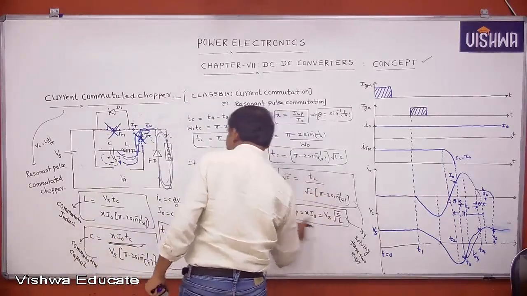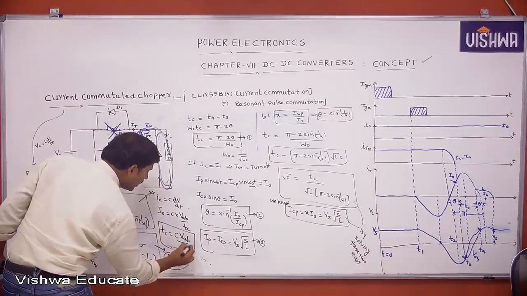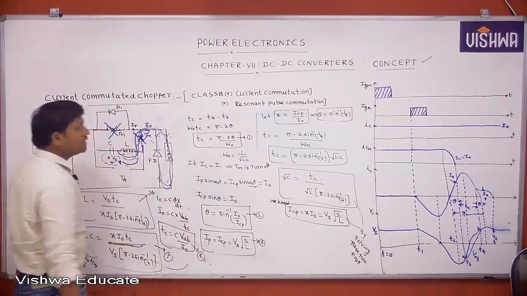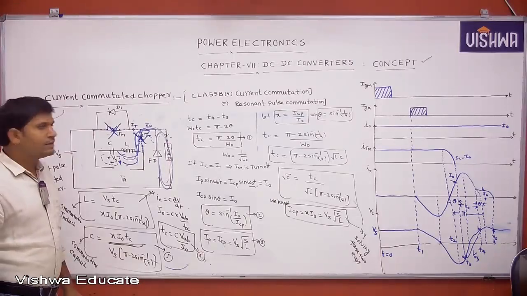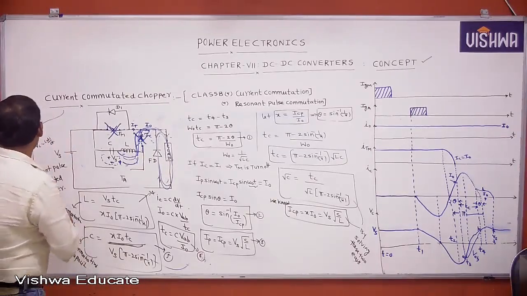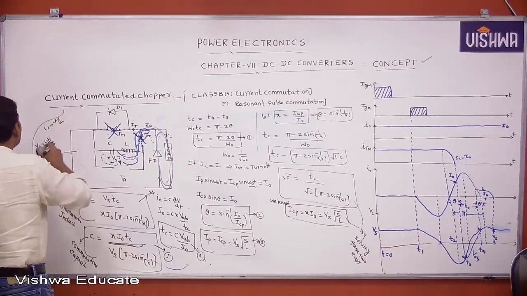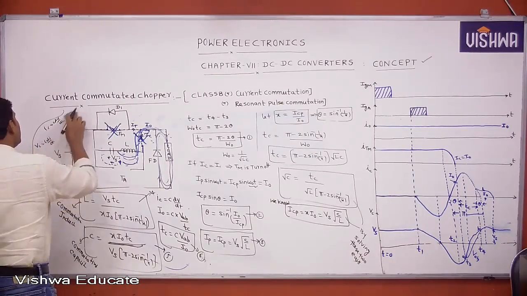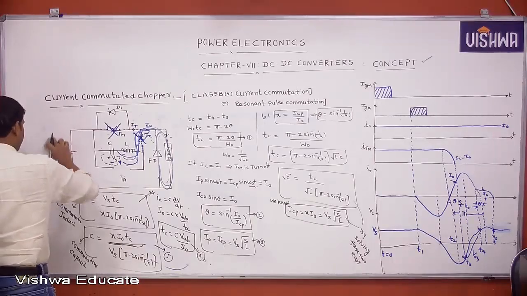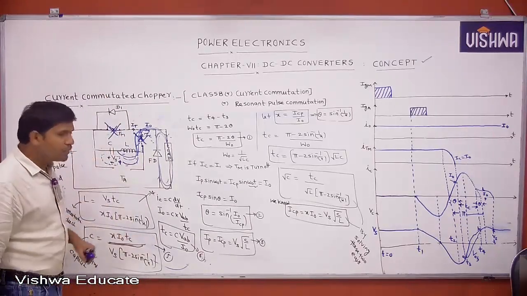Then by solving these two equations, we get equation 4 and this is equation 5. Let this be equation 6. These formulas you remember. This is with respect to which chopper? Current commutated chopper. IC equal to C into dV by dt. That is, C equals I0 Tc by Vs. These points you remember.